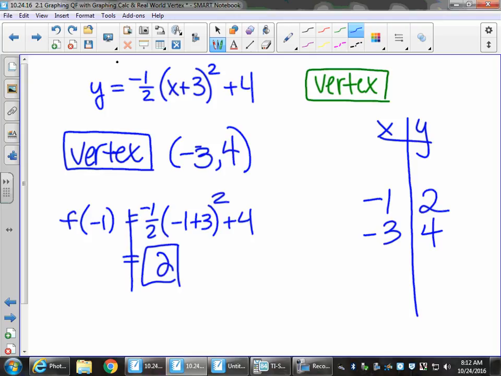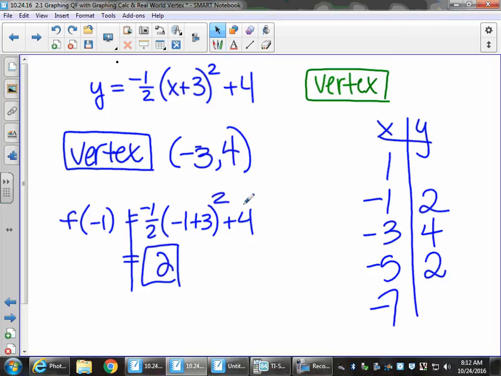How far away is -1 from -3? 2. So I would go 2 away and I would get... And if we kept that up, what's 2 away again from -1? Good. So the purpose of this was not to teach you vertex form. We've done vertex form. But how to be strategic in choosing x values when you have a fraction out front.